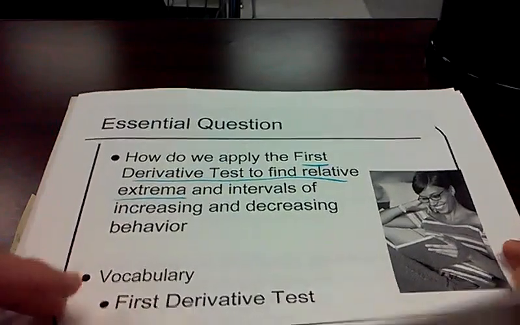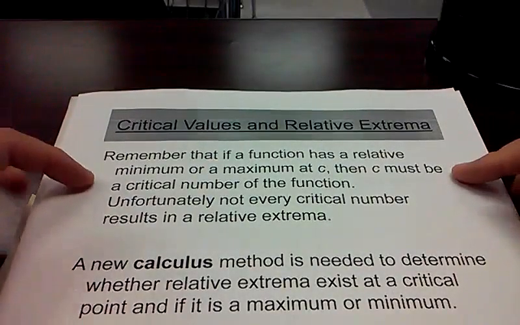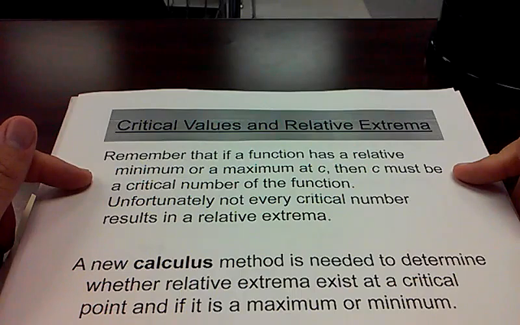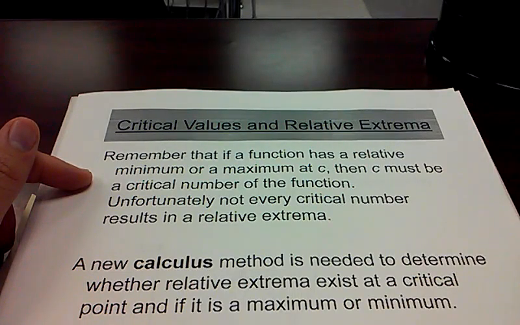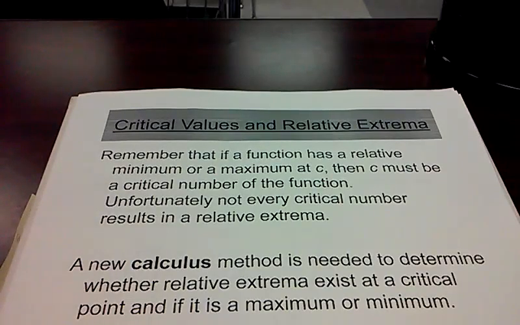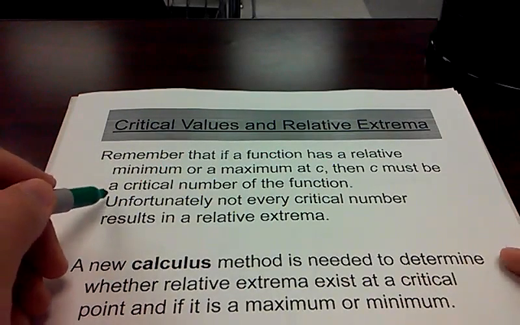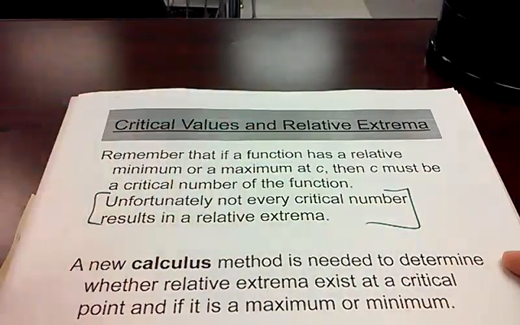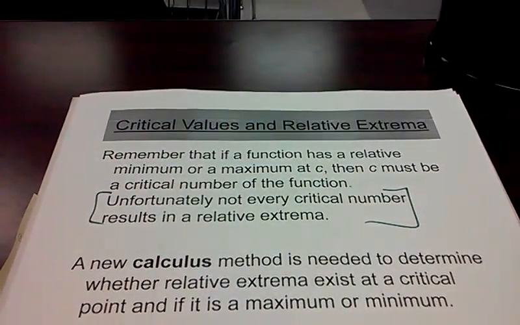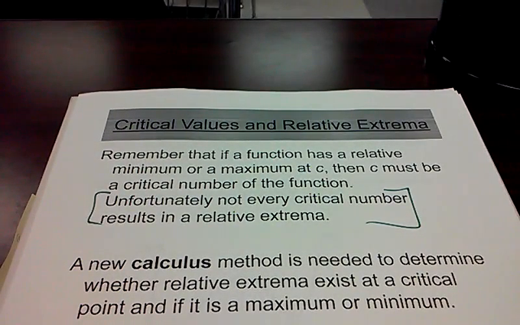Okay, let's do a little bit of review. Remember that if a function has a relative min or max at c, then c must be a critical number of the function. So in other words, if it's a relative min or max, if it's an extrema, then it's a critical number. The converse of that is not true. Not every critical number is a relative extrema, which you can look at a previous video and show that that is true. So, a new calculus method is needed to determine whether relative extrema exist at a critical point and if it is a maximum or minimum.